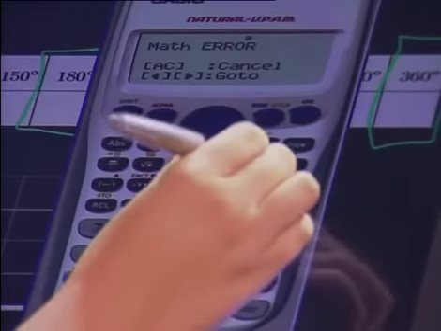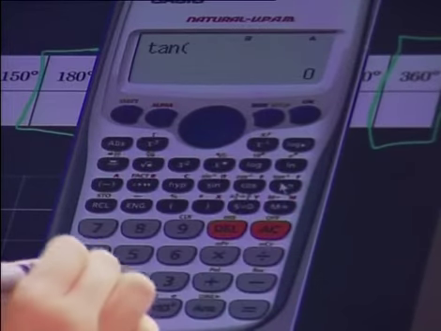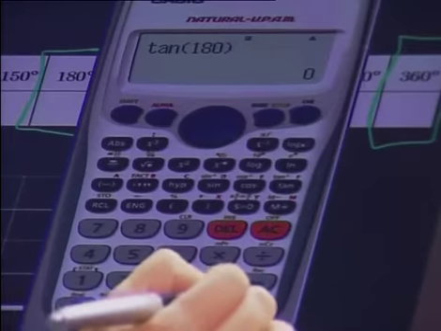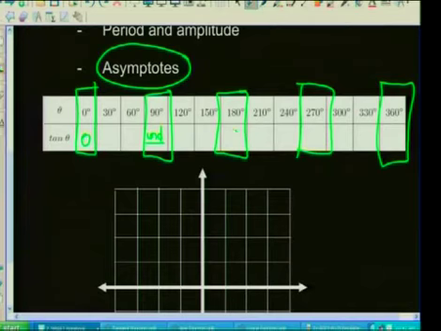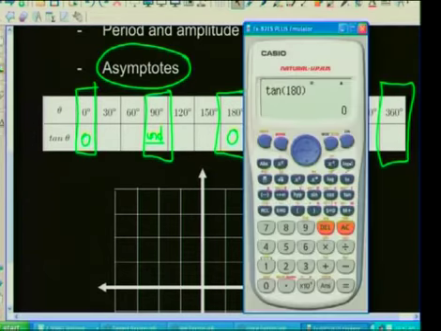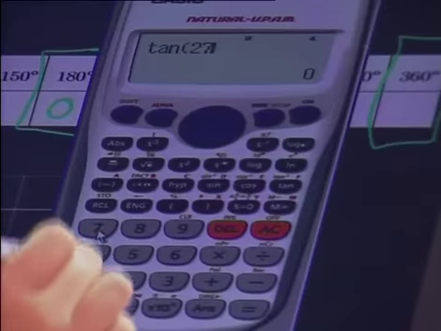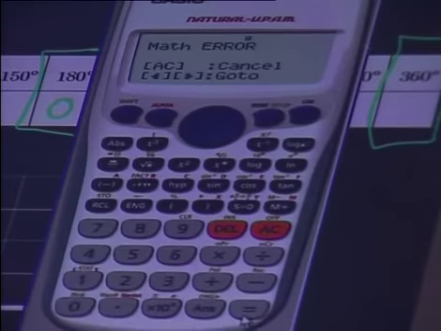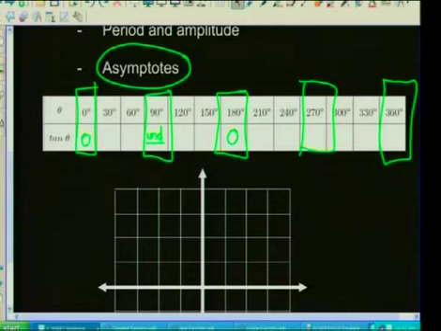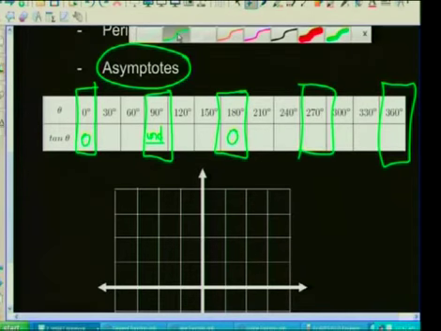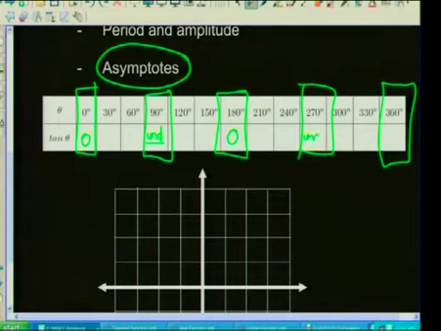Let's do tan of 180 degrees. So clear that. Tan 180 degrees gives us a value of 0. So we can now fill that in. 270 degrees, let's see what that does. So tan of 270 degrees, and again, math error. All right, so that means, again, that we have undefined. So what this means is, at this point, again, we have another asymptote.